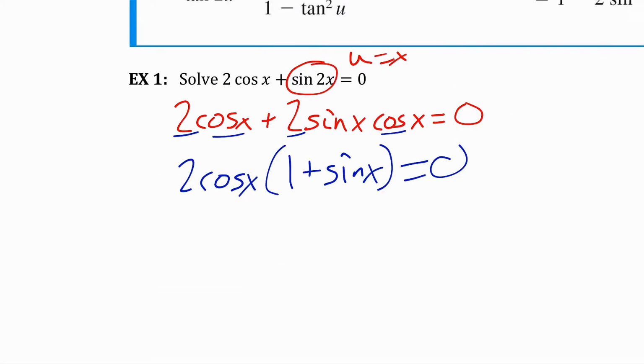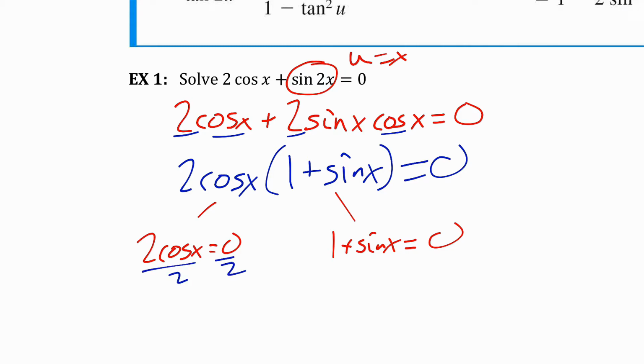So now we have two things multiplied by each other equal to 0. That means either this first group, 2 cosine of x, equals 0, or the other group, 1 plus the sine of x, equals 0. I'm going to solve the one with cosine first. If we divide both sides by 2, we get cosine of x equals 0.